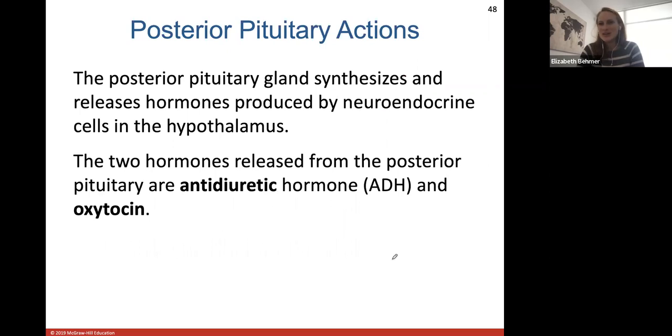Then we'll talk about the posterior pituitary. Remember, we started our lecture today talking about your pituitary gland. The anterior pituitary gland releases 6 hormones. The posterior pituitary secretes its own 2 hormones, but it does it in a little bit different way. Your posterior pituitary gland actually releases hormones that are produced by neuroendocrine cells in the hypothalamus. These 2 hormones released from your posterior pituitary are antidiuretic hormone, abbreviated ADH, and oxytocin.